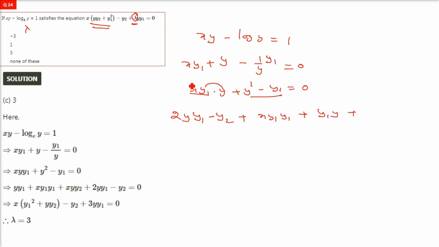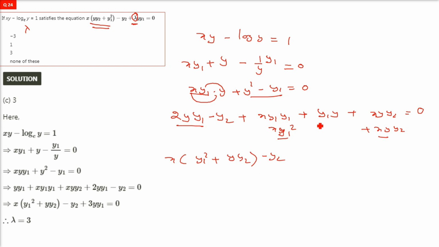Now let us take xy here, and differentiation of y1 will be y2, and this is going to be equal to 0. Now take those terms which are similar, we can add them. So we have 2y y1 and we have y y1 also. This y1 will be y1 square. This is x y y2. So we have x y1 square plus y y2 minus y2, and 2y y1 and y y1 will become 3y y1 is equal to 0.